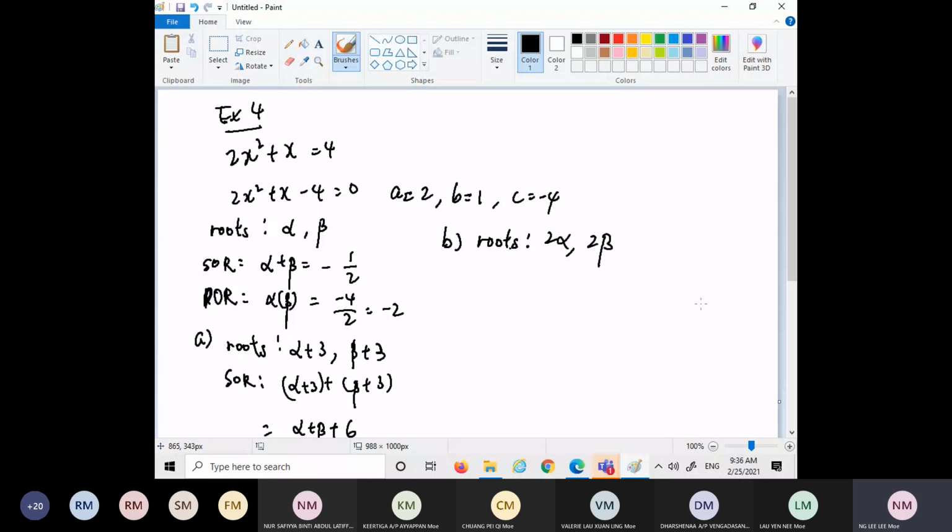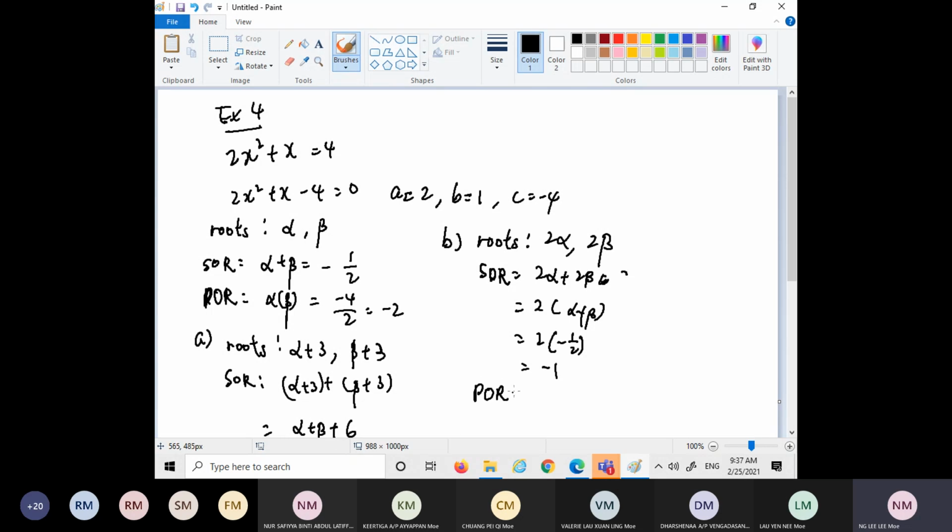Okay, now this. So we continue. After example A, I think I can go a little bit faster. Same thing, SOR, sum: alpha plus 2 beta. Same thing, I need alpha plus beta together, so I factor out 2. So alpha plus beta is negative 1 over 2. So I replace it with negative 1 over 2, so I get negative 1 for my SOR.